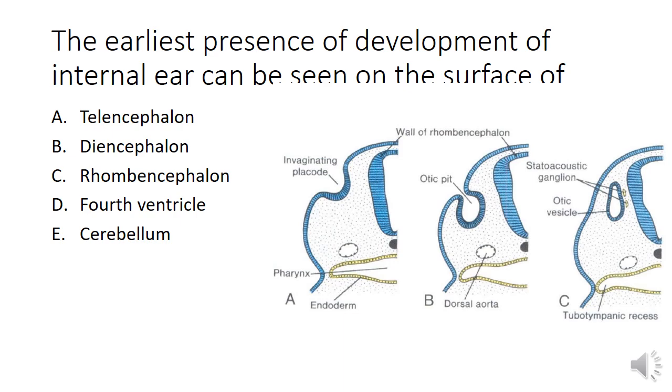The earliest presence of the development of the internal ear can be seen on the surface of: Telencephalon, Diencephalon, Rhombencephalon, fourth ventricle, or the cerebellum. So here you can see this is the developing otic placode, which later on gets into an otic pit and then the otic vesicle. In the center, this is the wall of the rhombencephalon, and this is the one which would be giving rise to the internal ear. So the answer is Rhombencephalon.